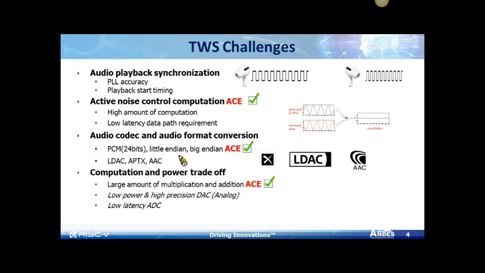The last challenge, and also the most difficult challenge, is the computation and power trade-off. As I mentioned, not only will the noise control algorithm cost a high amount of processor resources, but the audio codec will also occupy processor resources. And in fact, the noise control algorithm only needs a lot of multiplication and addition, so we have made a customized instruction to improve the whole system performance. It also needs a low power, high precision DAC and low latency ADC to have better noise control performance.